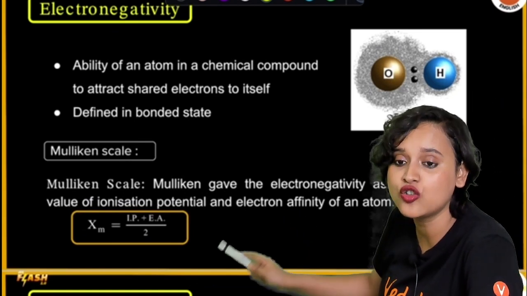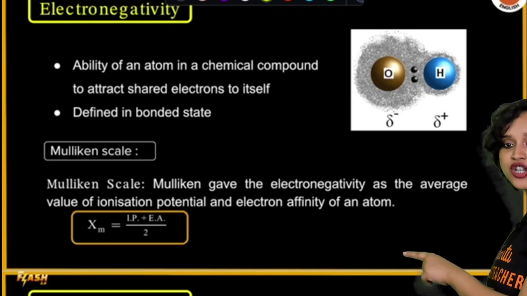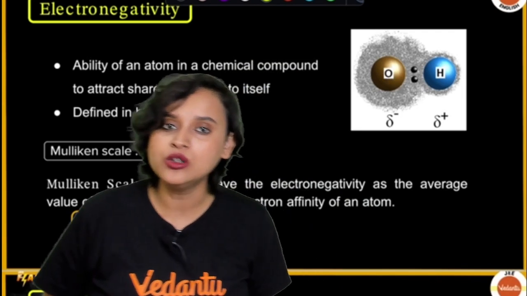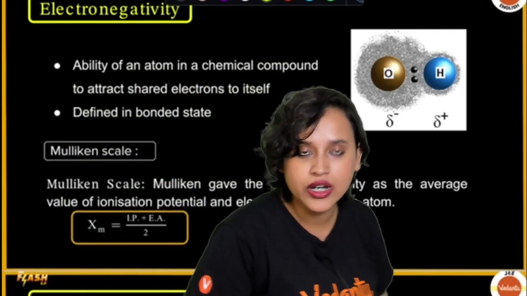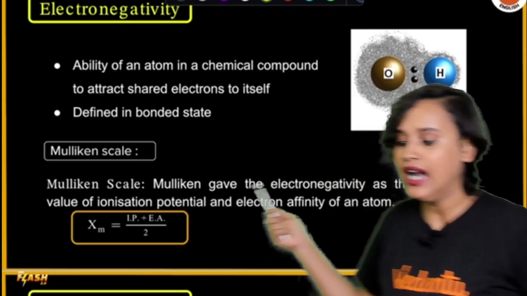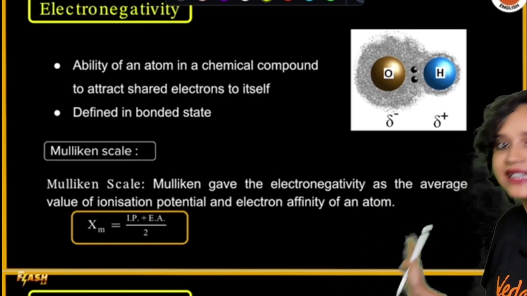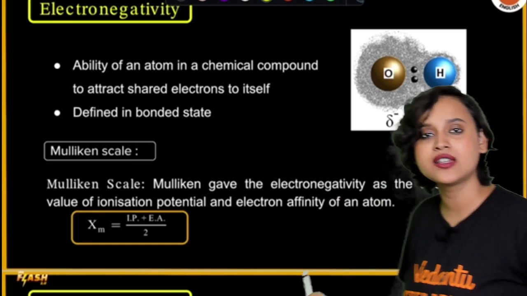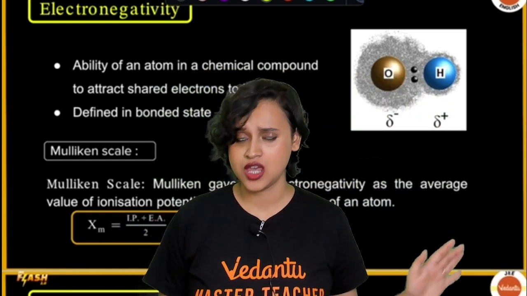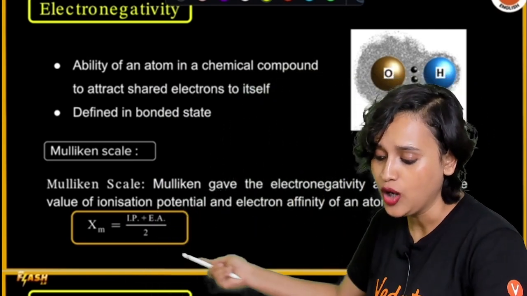Now, there was somebody called Mulliken, and the Mulliken scale gave electronegativity as the average value of ionization potential and the electron affinity of an atom. What did Mulliken do? Mulliken said that electronegativity is actually the average of ionization potential and the electron affinity, divided by 2. That's it. Ionization potential, ionization enthalpy, ionization energy, all the same. Just write that. So this is called your Mulliken scale.